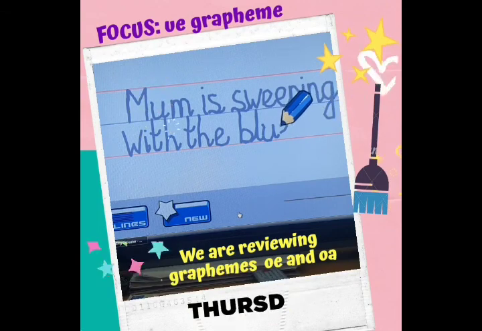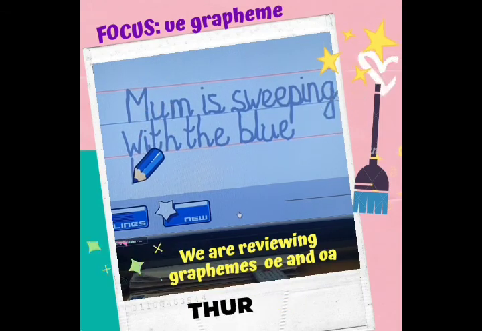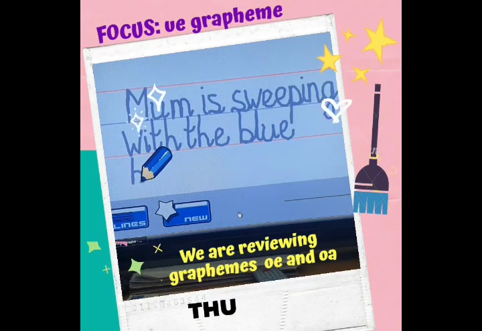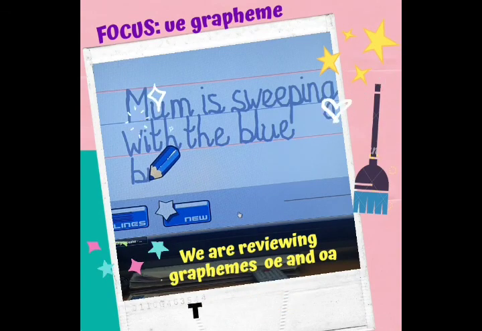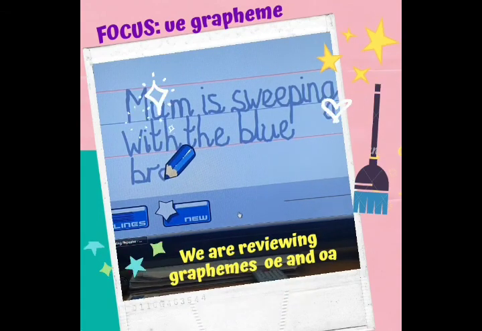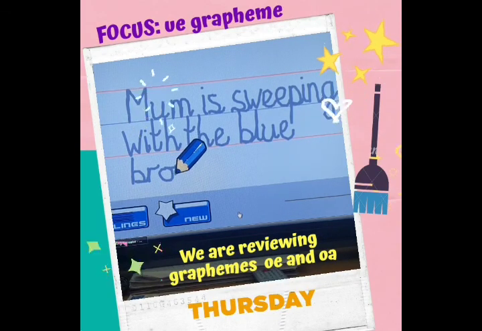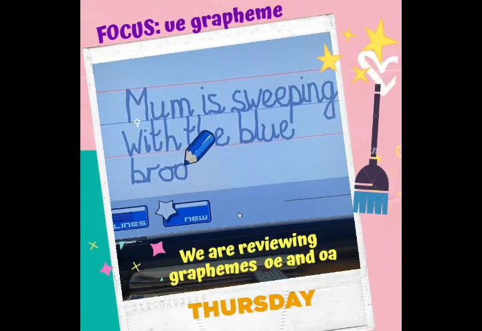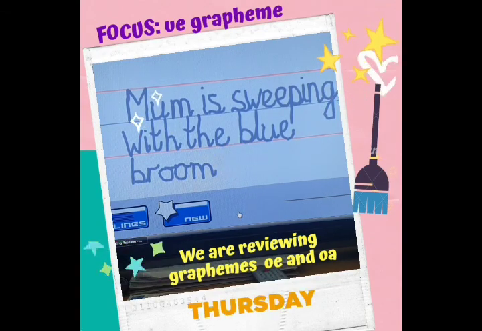Mum is sweeping with the blue broom. So we've got our consonant cluster there again at the beginning of the word. And then we've got a long oo sound, which is the oo that you would have learned in phase 3. Double O. Broom. So it's just knowing which oo to use in our oo words. Mum is sweeping with the blue broom. And we end our sentence with a full stop.